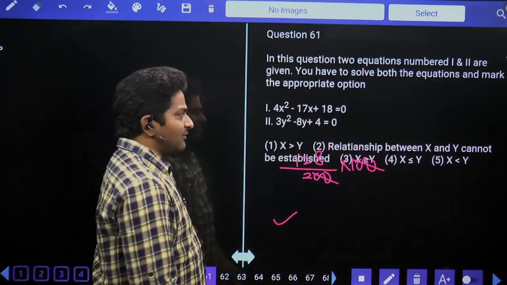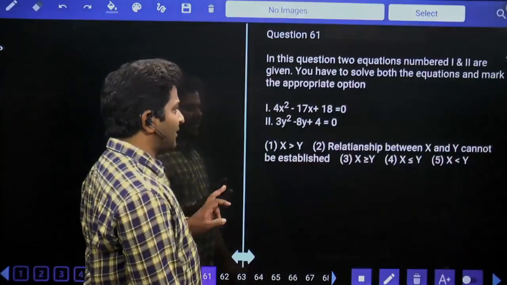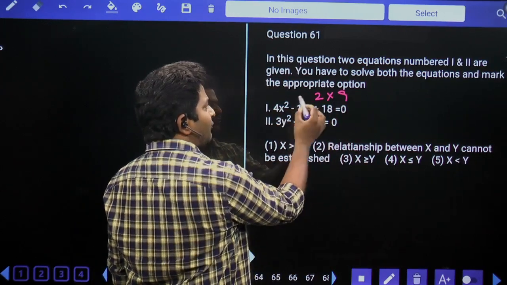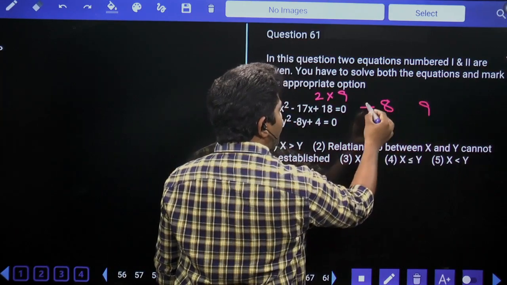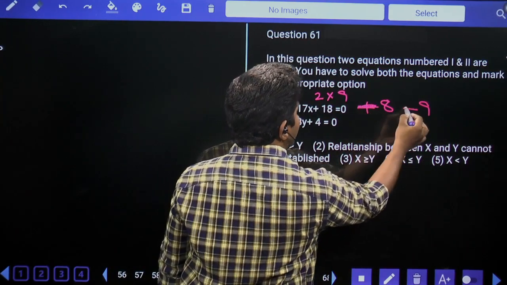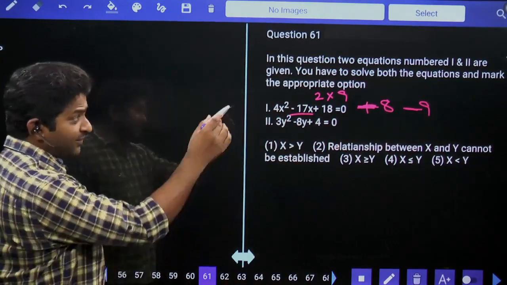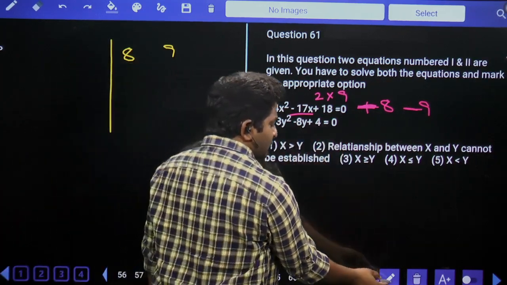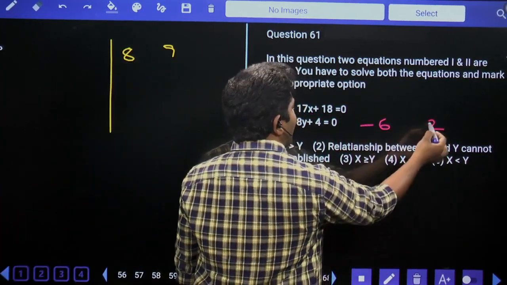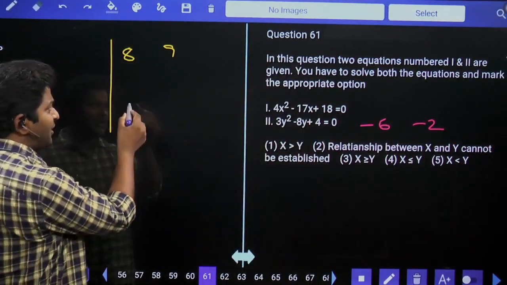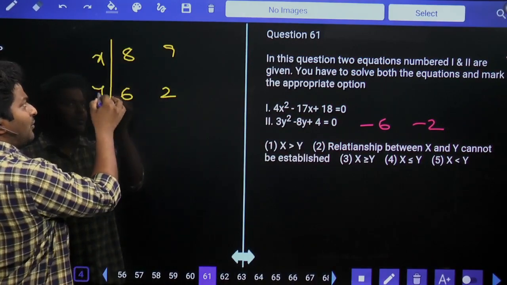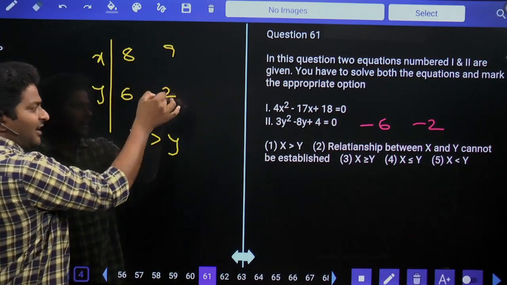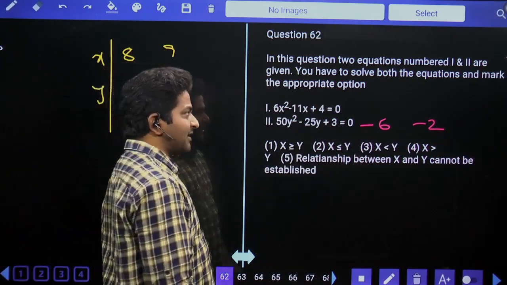Now from 61 onwards, we have quadratic equations, and let's try to solve these questions. 18 can be written as 2 into 9, 4 into 2, 8, and then 9. Minus 8 minus 9, that is minus 17. That is our combination. Then factors are plus 8, plus 9. Then 3 into 4, 12. 12 can be written as 6 into 2. Minus 6 minus 2, minus 8. That is the combination. Factors are 6 comma 2. Now 8 comma 6, x greater than y. 8 comma 2, x greater. 9 6, x greater. 9 2, x greater. X greater than y is our final answer.